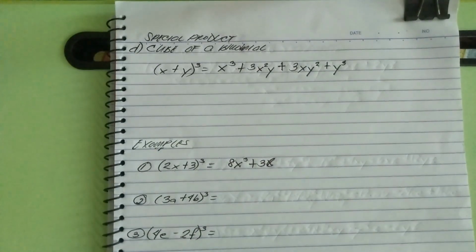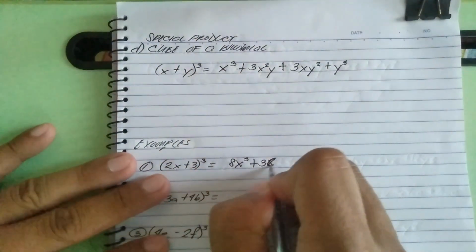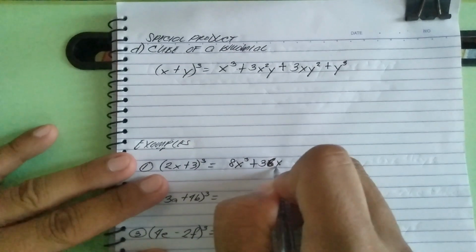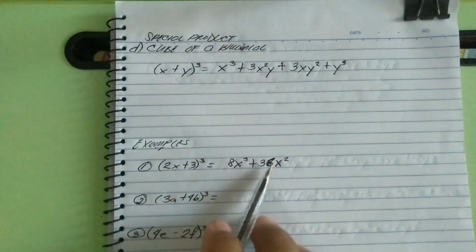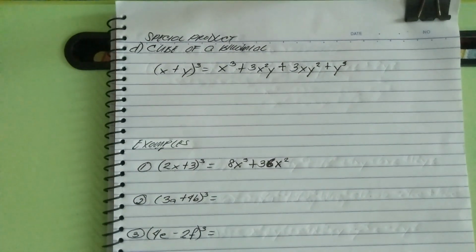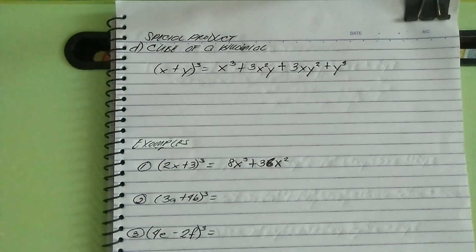Asan na yung pambura ko dito? Wala. Okay. So, we have 36x squared. Okay, 36 yan ha. Pasensya na, nagkamali lang ng pagsusulat. Okay, next.